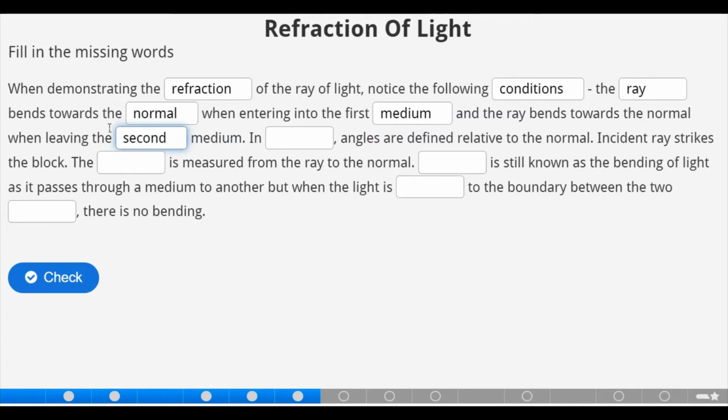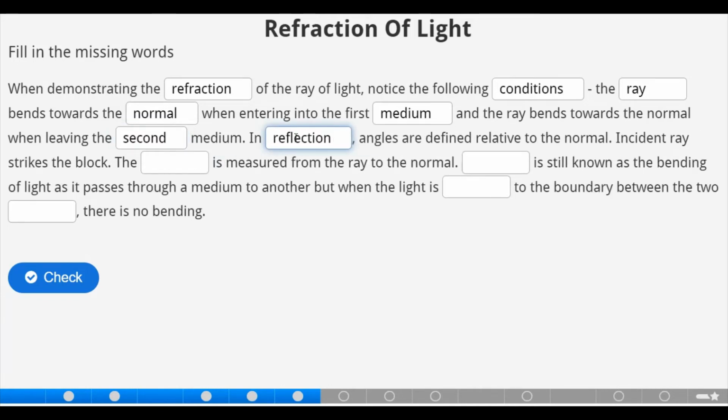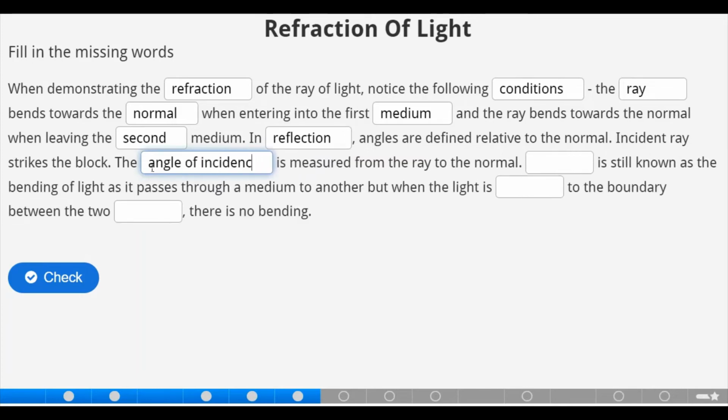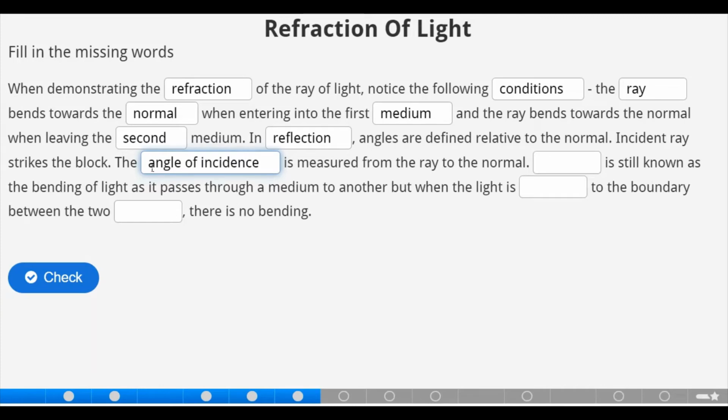medium. In refraction, angles are defined relative to the normal. The incident ray strikes the block. The angle of incidence, that is what will be there, is measured from the ray to the normal.